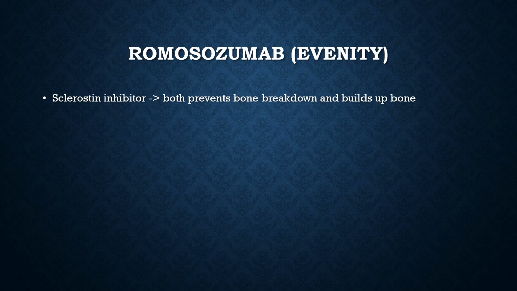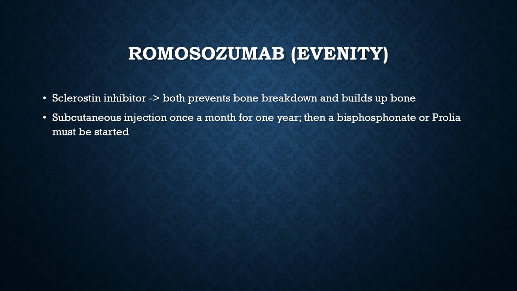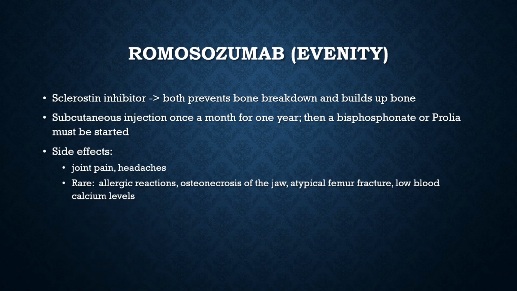Romosozumab, or Evenity, is a sclerostin inhibitor that also helps prevent bone breakdown and builds up bone. So it's the one medication on the market that both prevents bone breakdown and builds up bone. It's a subcutaneous injection once a month for 1 year. After it is stopped, a bisphosphonate or Prolia must be started.